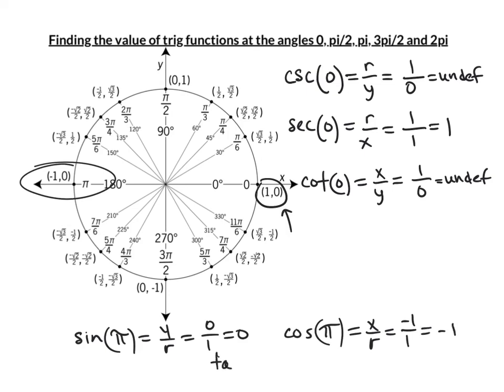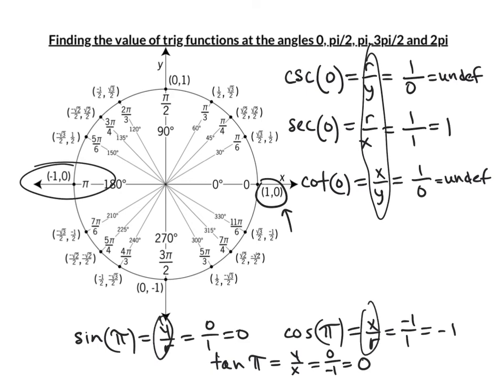And how about the tangent of pi radians? Tangent is y over x, y is 0, x is -1, so the tangent of pi is 0. So it's just a matter of looking at the ordered pair, remembering what the ratios are, remembering that r is 1, making a ratio and simplifying.